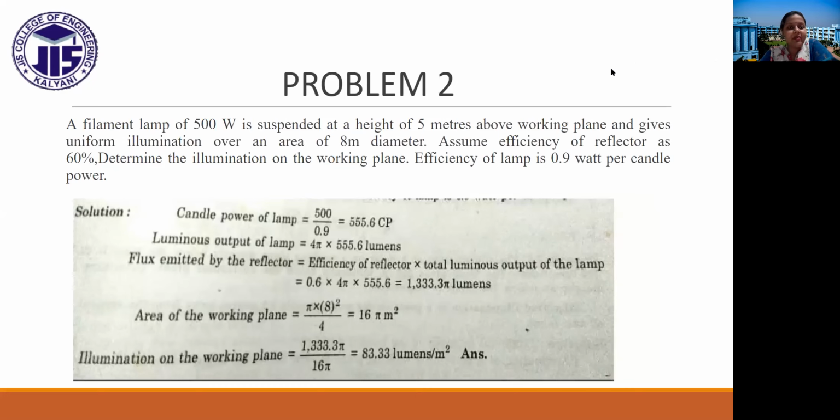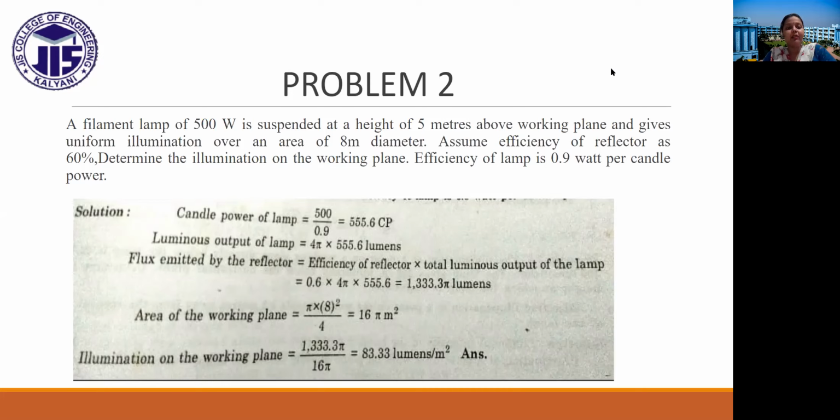Next, a filament lamp of 500 watt is suspended at a height of 5 meters above working plane and gives uniform illumination over an area of 8 meter diameter. Assume efficiency of reflector at 60%. Determine the illumination on the working plane. Efficiency of lamp is 0.9 watt per candle power.